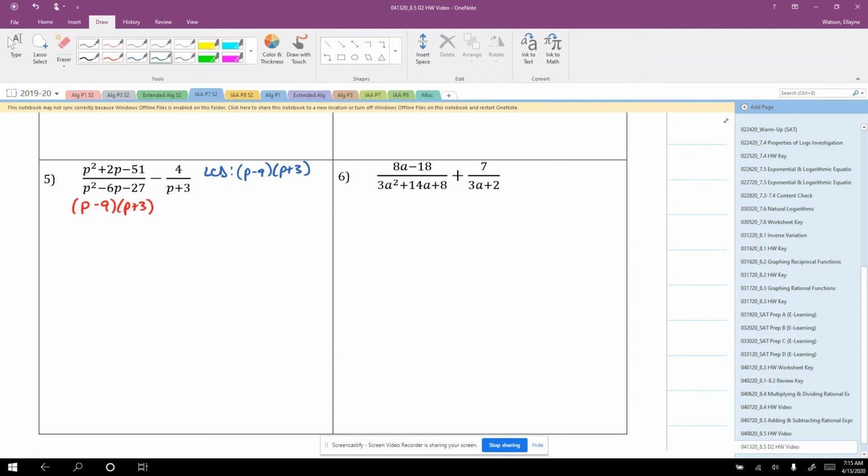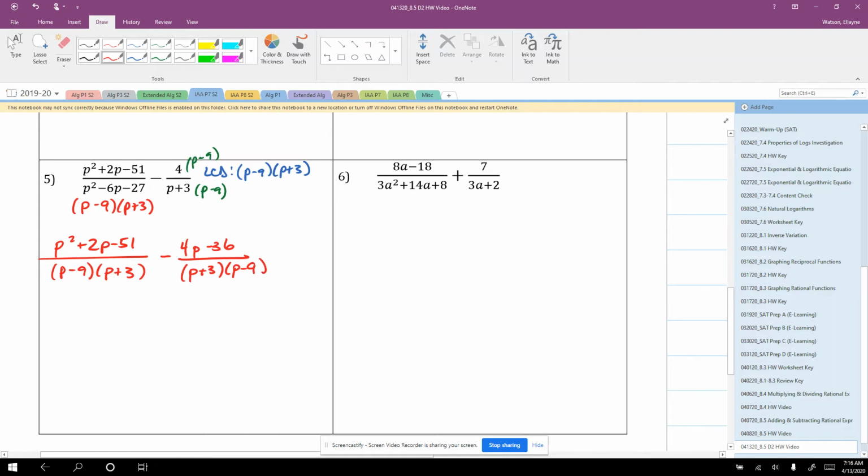Okay, now I need to multiply in order to get both terms to have the same least common denominator. The first one already has it. The second one is missing p minus 9. So I'm going to multiply top and bottom by p minus 9. All right, so then the second step, first term stays the same. The bottom I'm going to write in the factored form now. The second term I'm going to distribute the 4 to the p and to the 9. And now I have the same common denominator.